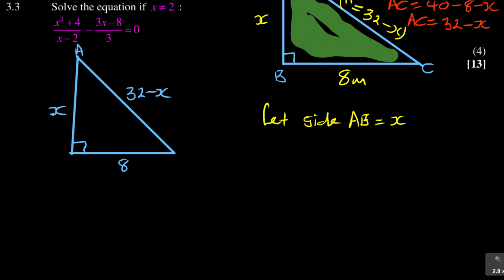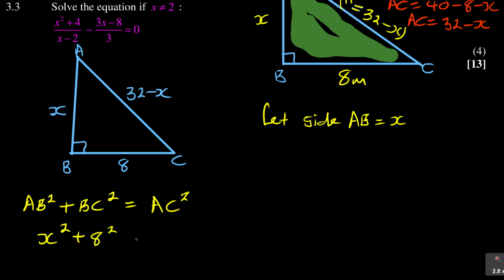So remember, if this was a, b, and c, what does Pythagoras theorem say? It says AB squared plus BC squared is equal to AC squared. That's the theorem of Pythagoras. If you remember this side and that side, if you square them and add them, you do that. So meaning x squared plus 8 squared is equal to, bracket, don't forget the bracket, 32 minus x.